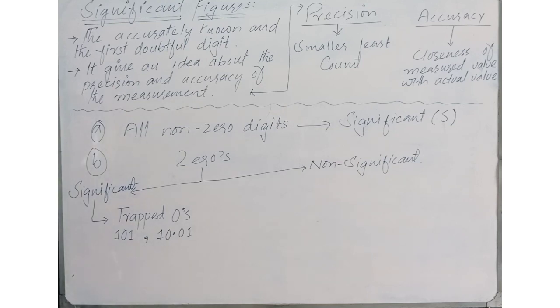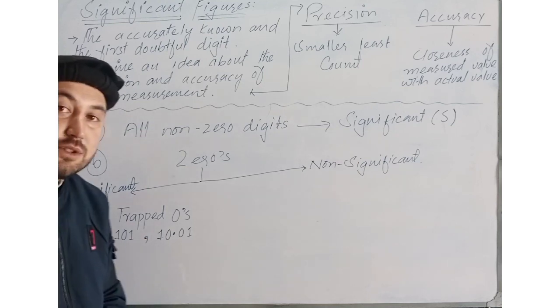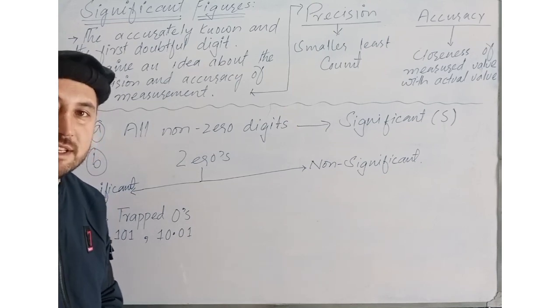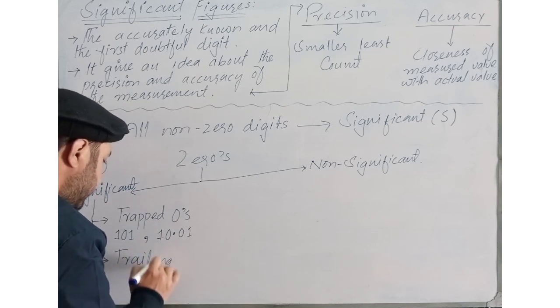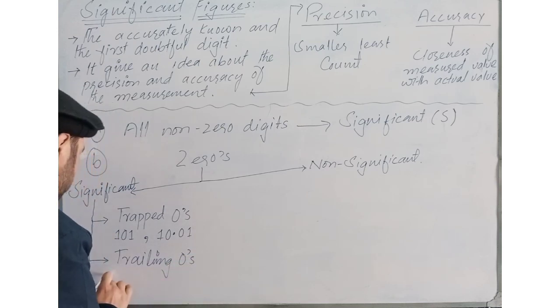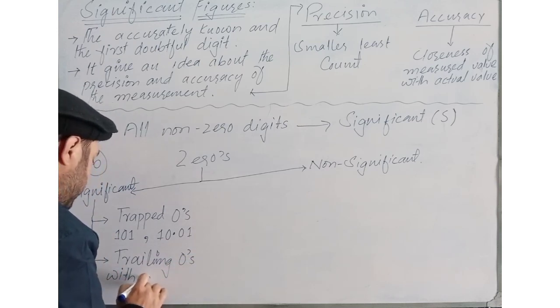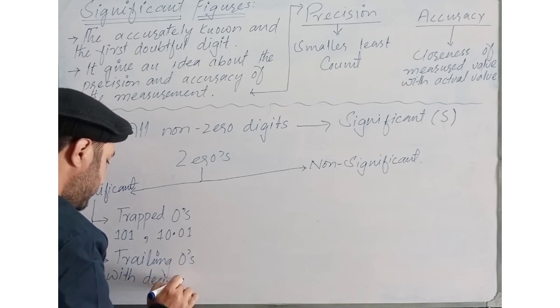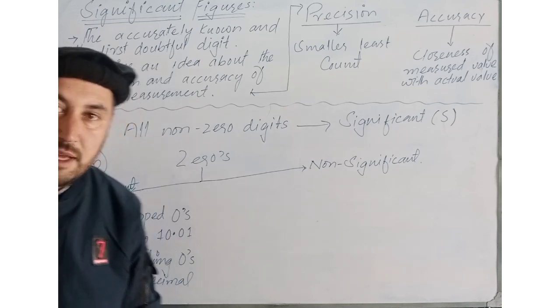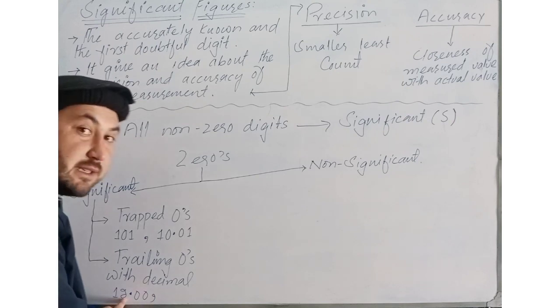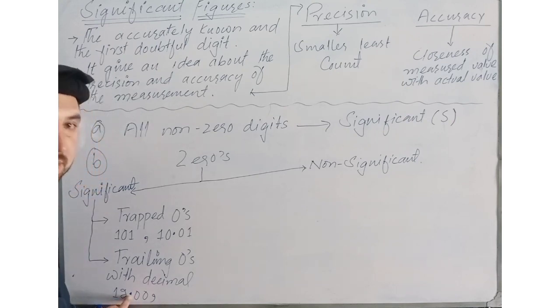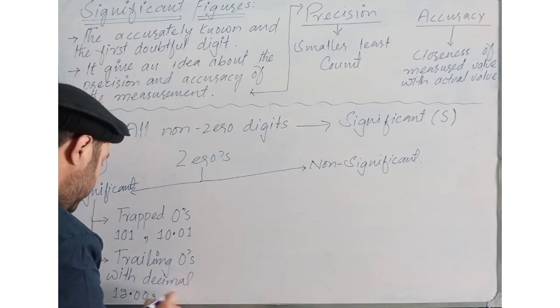Okay. Now all trailing zeros having decimal points are significant. So I can shortly write: trailing zeros with decimal points are significant, like 12.00. Both these two zeros are significant because they follow a non-zero digit, and we have a decimal point over here, right? Let's take another example.